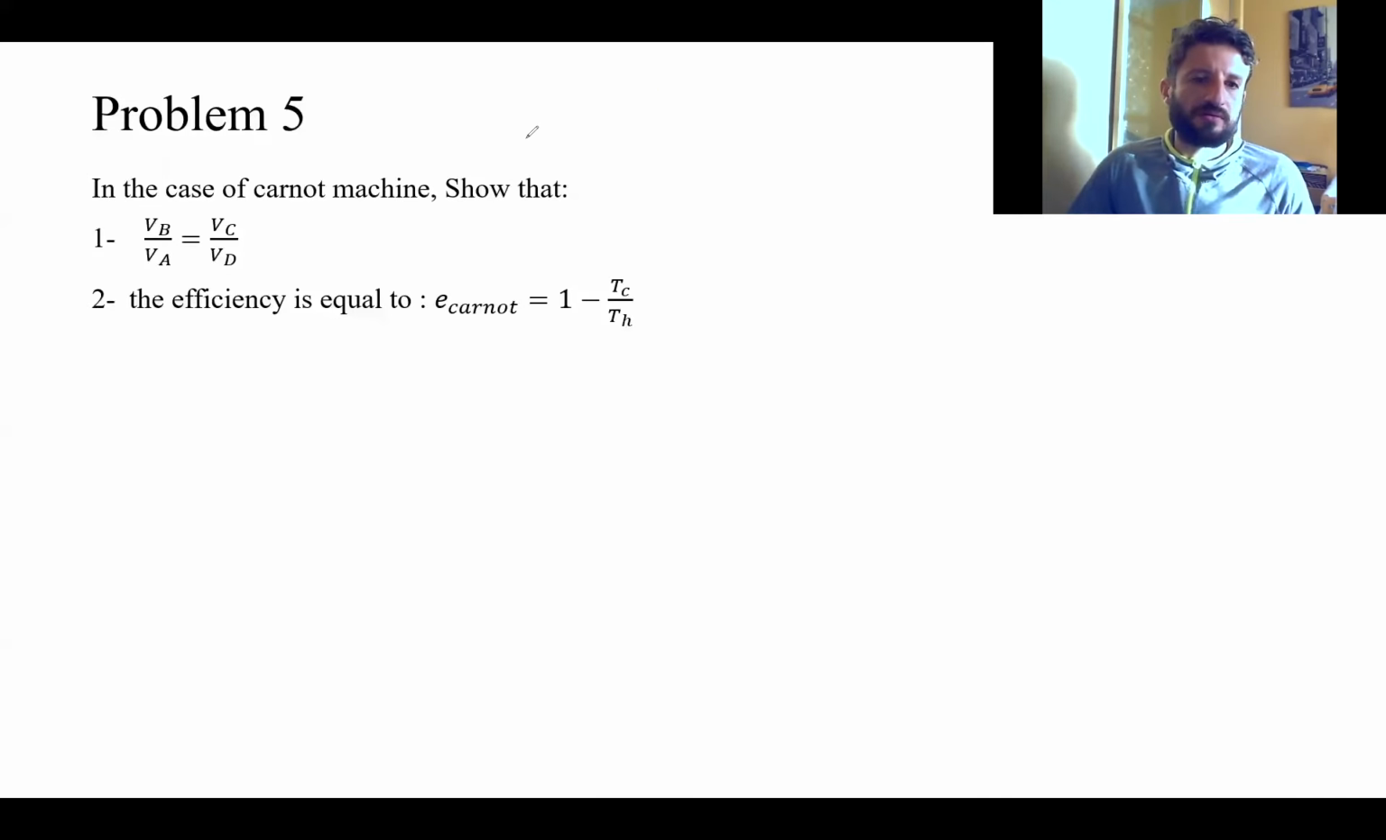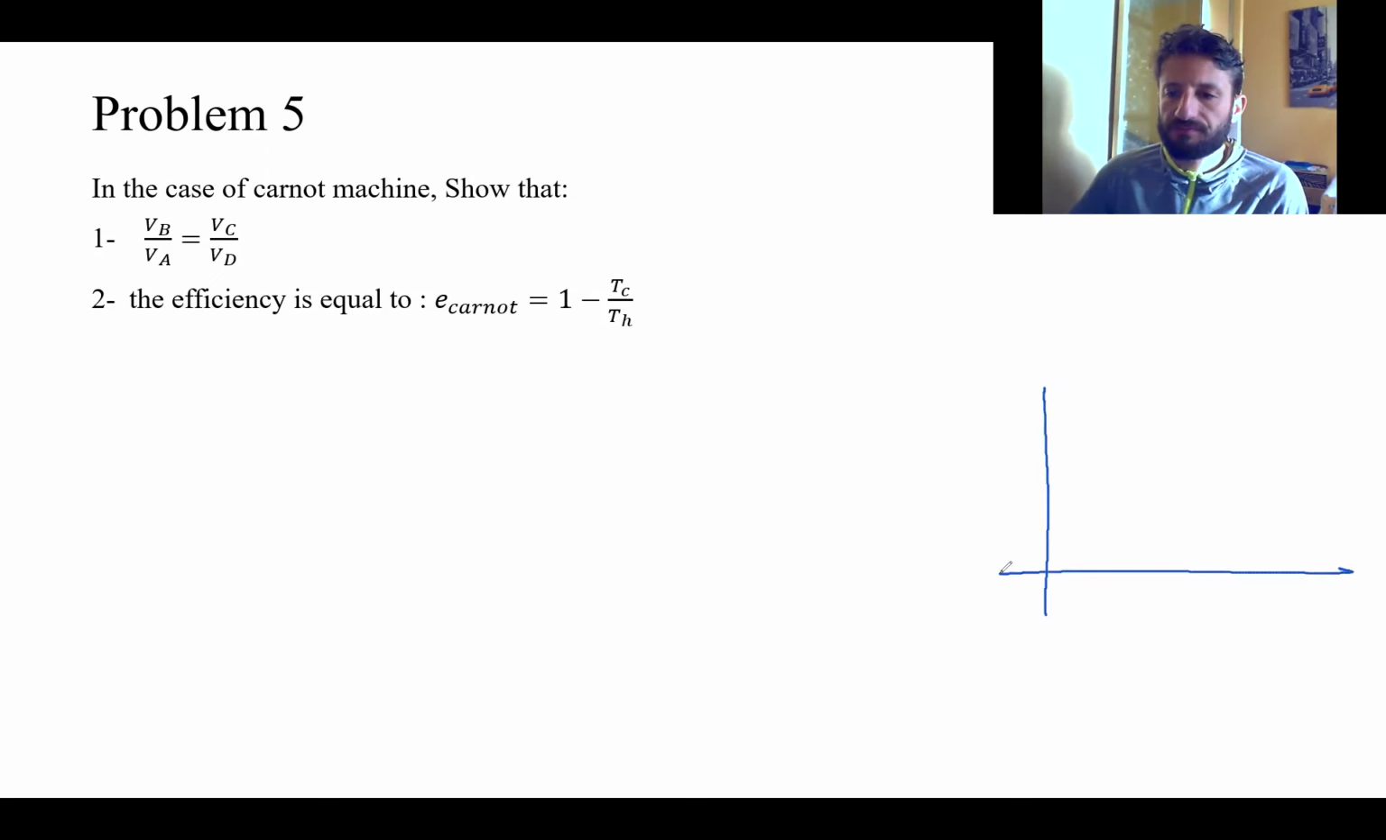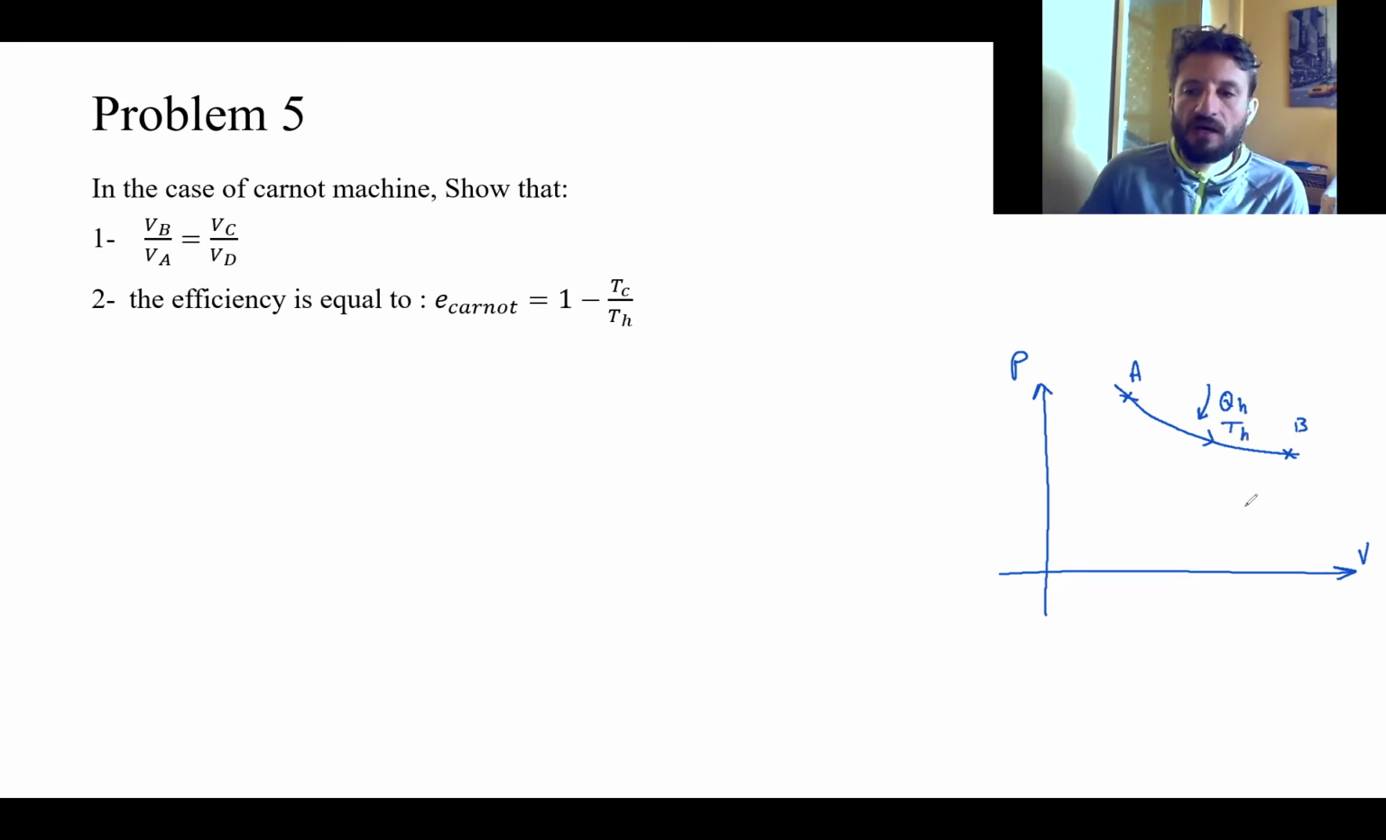In the case of Carnot machine, show that VB divided by VA equals VC divided by VD. You know, in the case of Carnot machine, if you put it on a PV diagram, we have A, B with T constant, and between A and B we have Q hot, and we have TA equals TB equals T hot.